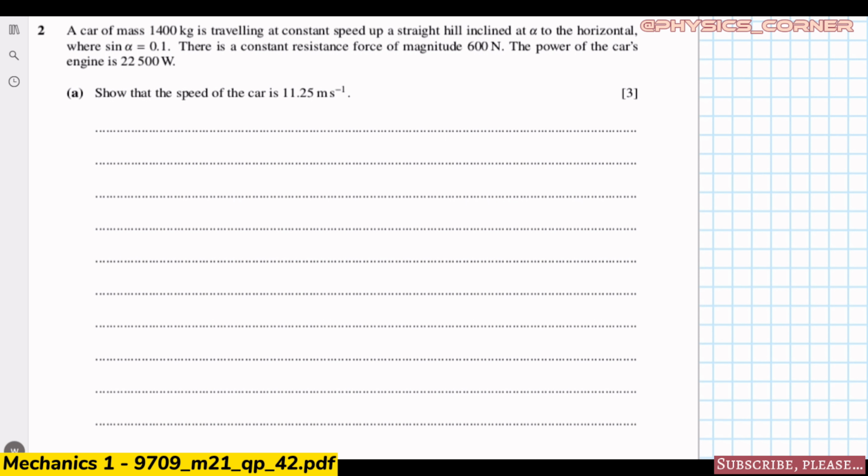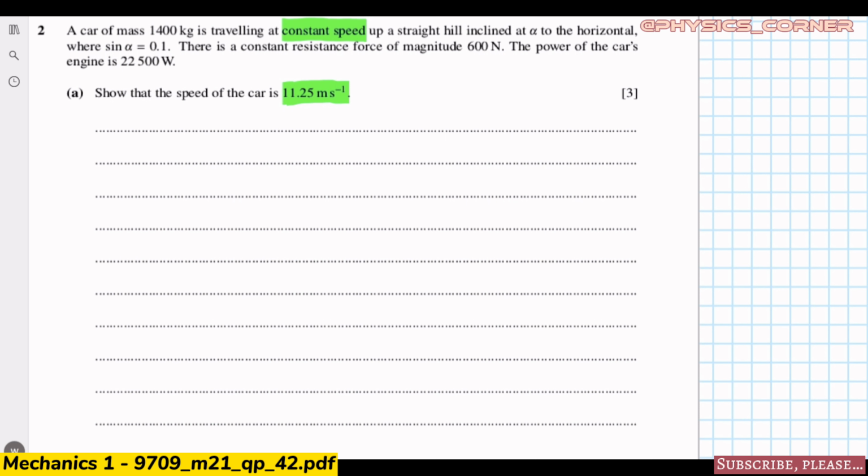Number 2: a car of mass 1400 kilogram is traveling at constant speed up a straight hill inclined at alpha to the horizontal, where sin alpha is 0.1. There is a constant resistance force of magnitude 600 newtons. The power of the car's engine is 22,500 watts. Find the speed of the car.